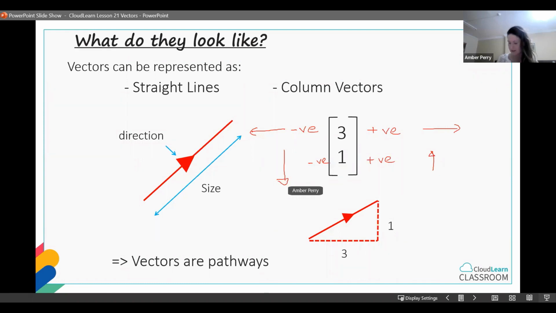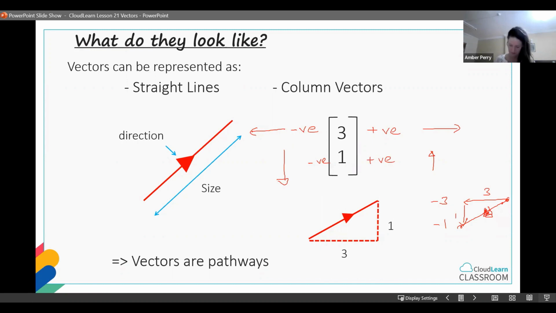So if we had the vector -3, -1, it would be going in exactly the opposite direction of this one. It would go 3 units to the left and then 1 unit down. So it would actually be the vector from here to here, going in this direction. Okay, missed my arrow there.